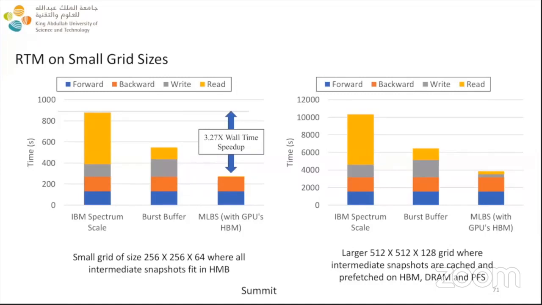And then we increased the size of the grid a little bit to the point that at least half of the intermediate snapshots had to be evicted from the GPU to the other layers, whether it's burst buffer or high bandwidth memory, and we were able to achieve up to 3.25x wall time speedup.